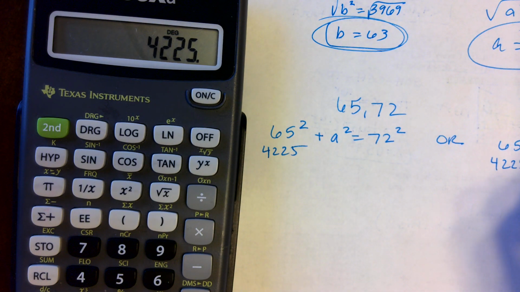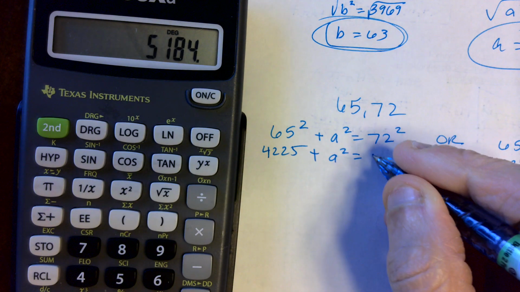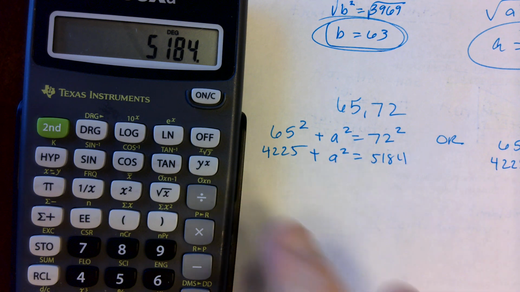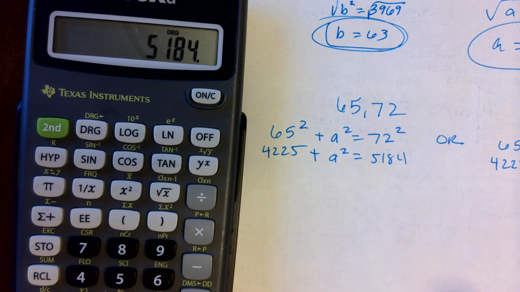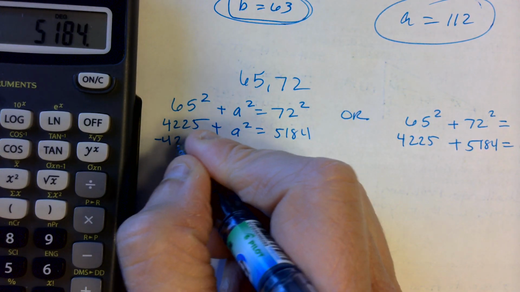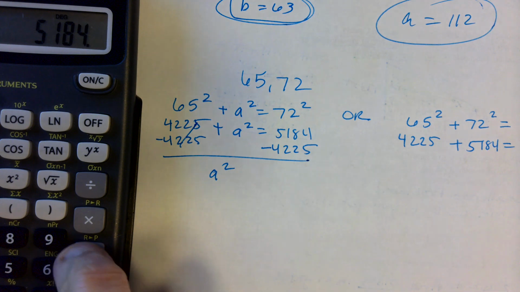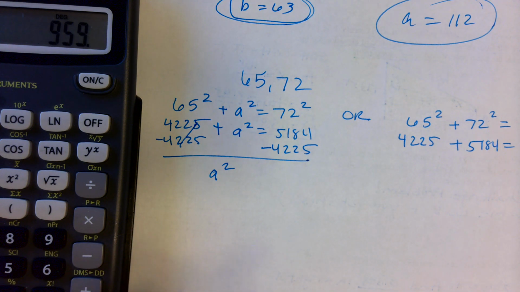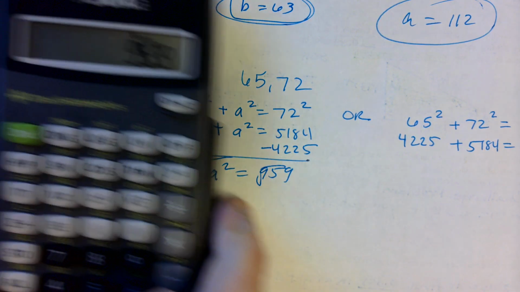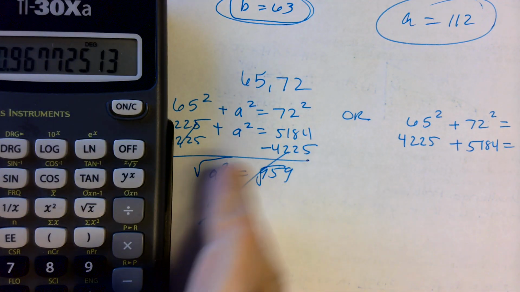I'm just doing them both at the same time here. Okay, so I'm going to do this one first where you add them. Actually, that's all right. I can do this one. 4225 minus 4225. Square root. Let's see, is this the winner chicken dinner? No siree.